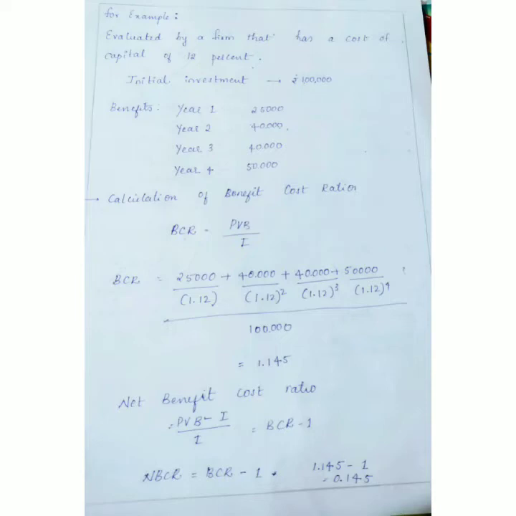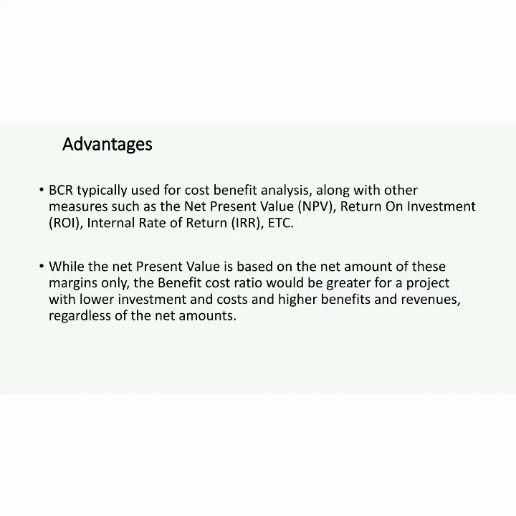Next, we should find out the net benefit cost ratio. The formula is benefit cost ratio minus investment divided by investment, which equals benefit cost ratio minus 1. So substitute the values in the formula, that is 1.145 minus 1. After simplifying the formula, we will get the answer as 0.145.